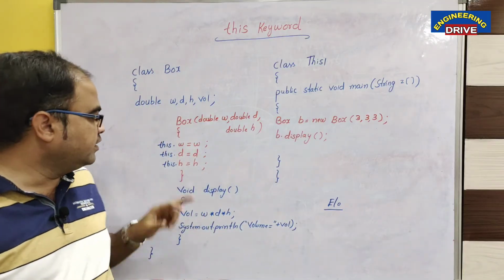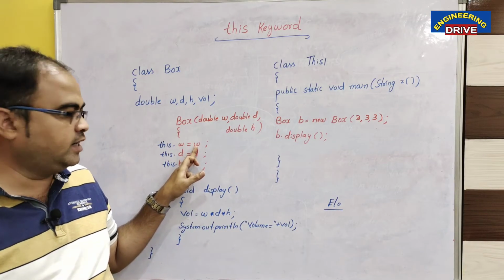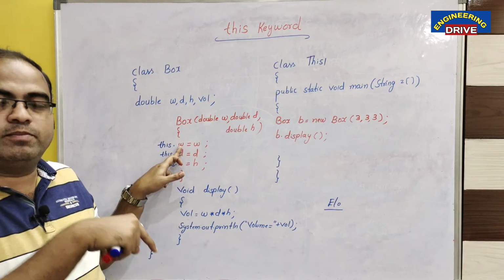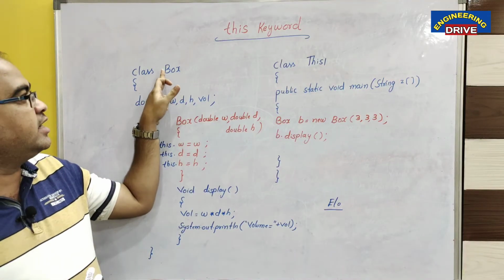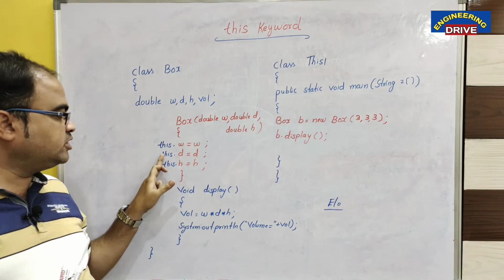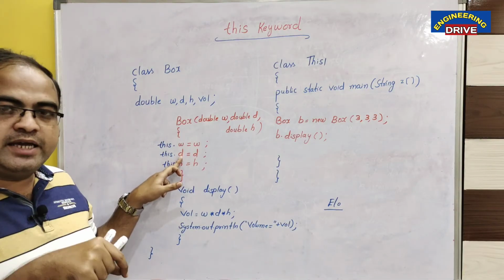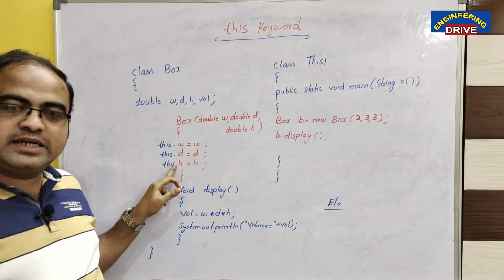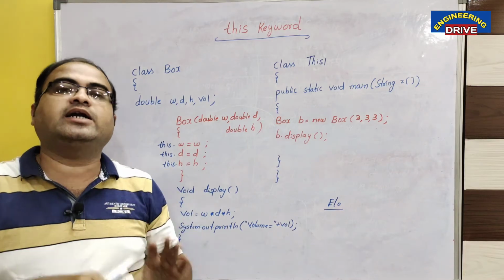Sir, what is the meaning of this, can you tell us? This.W is equal to W. It tells the Java compiler that this particular W belongs to the object of the current class. Which current class? Box class. This.D, it tells the Java compiler that the variable D is a member of the present class. Variable H is a member of the present class. This means present or current class.